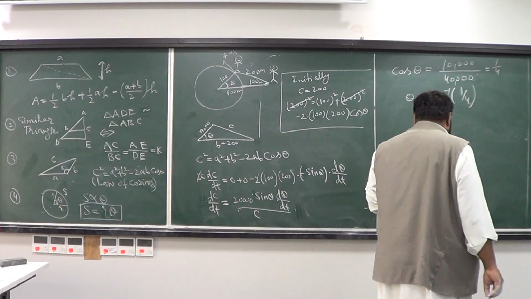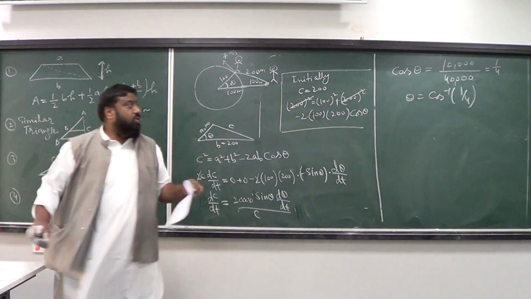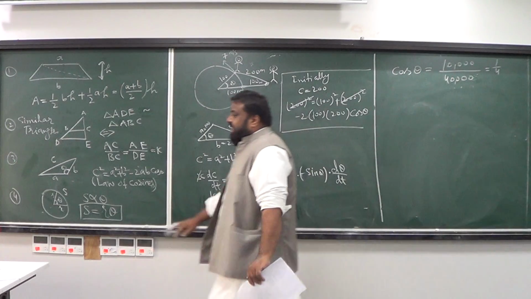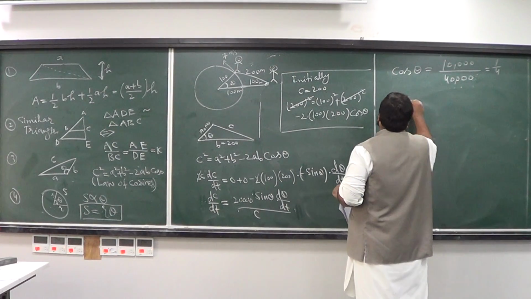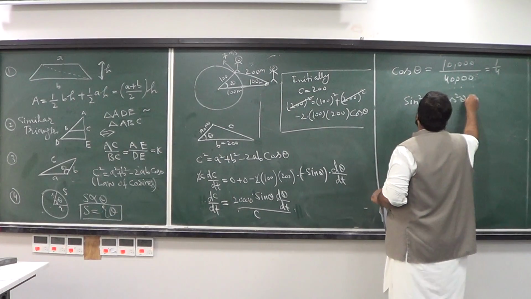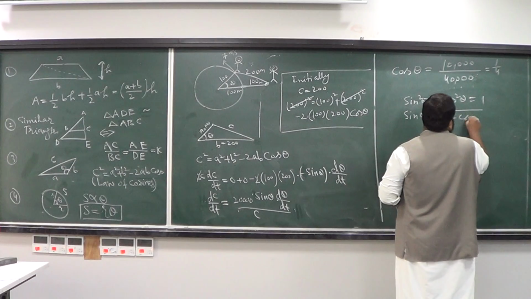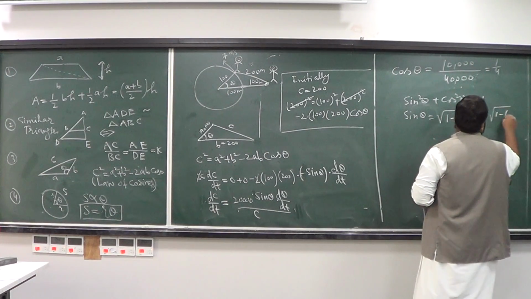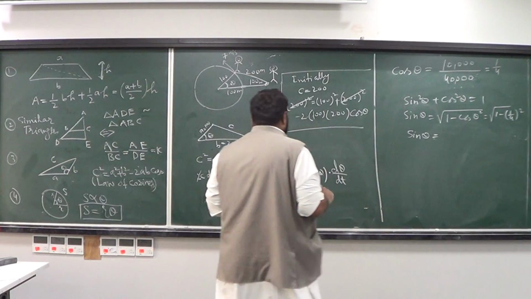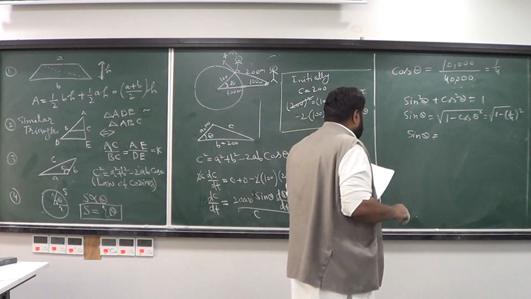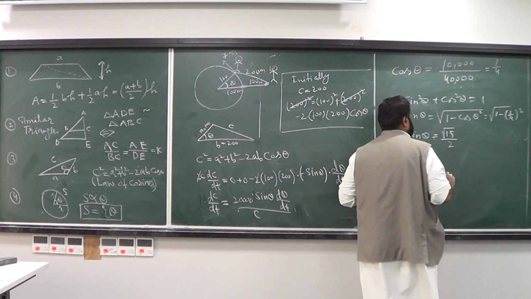You can pull out your calculators and calculate theta, or you can do another thing. If we know the value of cosine theta, then we can also calculate the value of sine theta without even calculating theta. Why? Because I know that sine squared theta plus cosine squared theta is 1. So sine theta is going to be the square root of 1 minus cosine squared theta, which is 1 minus 1/4 squared. After simplification, you're going to get the square root of 15 by 4, so 16 minus 1 divided by 4.